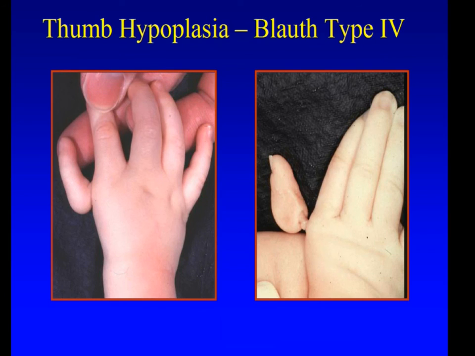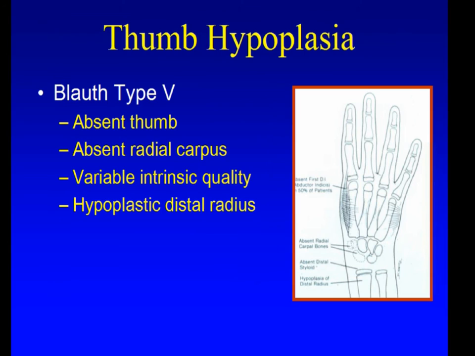And then here's the type 4 with the pouce flottant. I tell people, don't get rid of this at birth. It's good skin if you should need graft at the time of surgery. And then there's an absent one, which is the type 5.